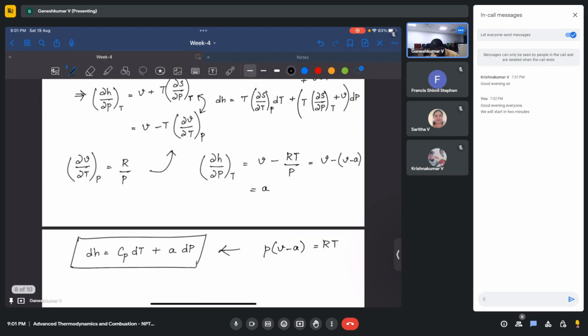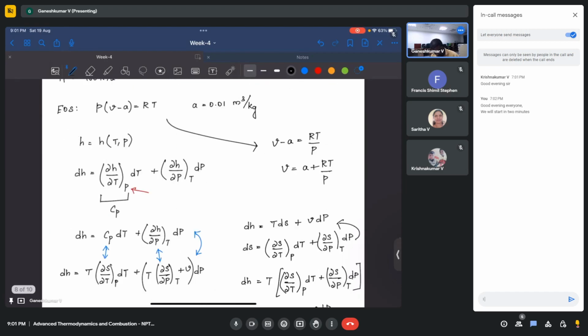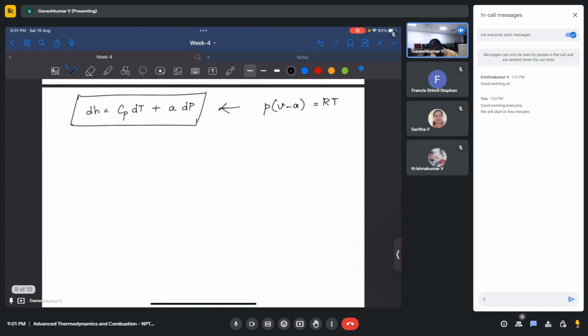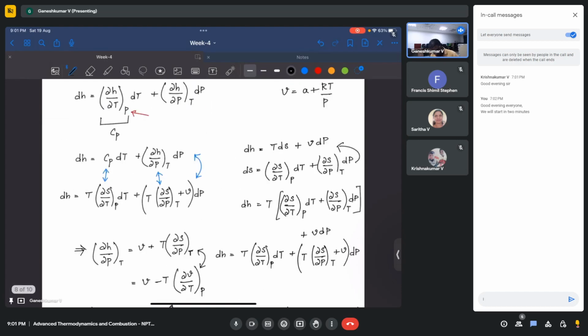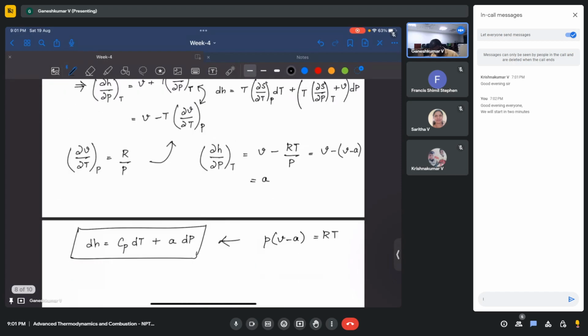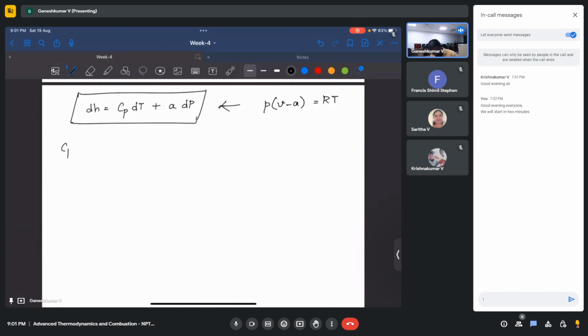Now we know this. It should be straightforward. We have P and T's. We'll substitute it here. We need to know Cp. Cp is not given, right? Okay. You can take a Cp value, let's say 1.007 kilojoules per kg. Usually it will be given. For this question, it's not given.